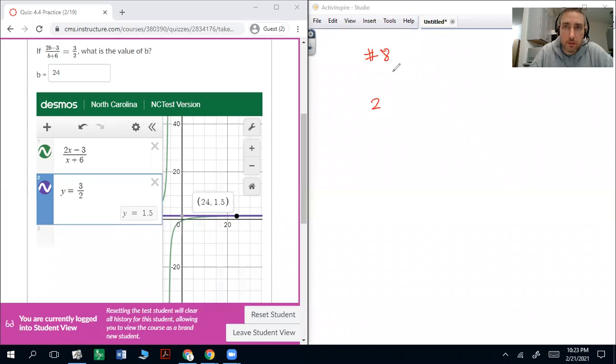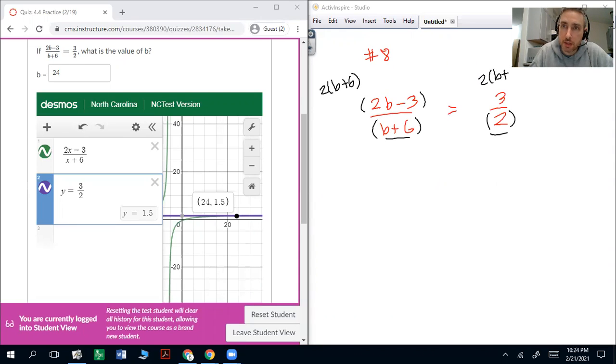So we do (2b - 3)/(b + 6) = 3/2. Now you can actually just cross multiply here if you want. That's what I do. Since our LCD is 2 and b + 6, you're really just putting the 2 up here. You can cross multiply too, but the b + 6 will cancel. So you're really just multiplying the 2 up here, and down here the 2's will cancel, so you're really just multiplying the b + 6 up here.